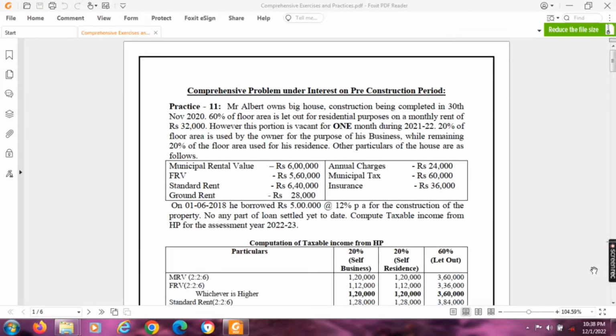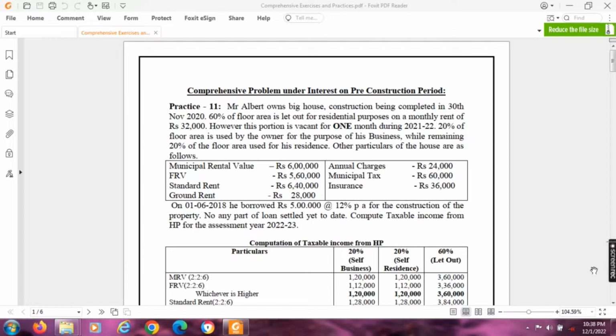60% of the floor area is let out for residential purpose on a monthly rent of 32,000 per month. However, this portion is vacant for 1 month during 2021-22. 20% of the floor area is used by the owner for the purpose of his business, while the remaining 20% of the floor area is used for his residence. Other particulars of the house are as follows. Municipal rental value 6 lakh, fair rental value 5 lakh 60, standard rent 6 lakh 40,000, ground rent.